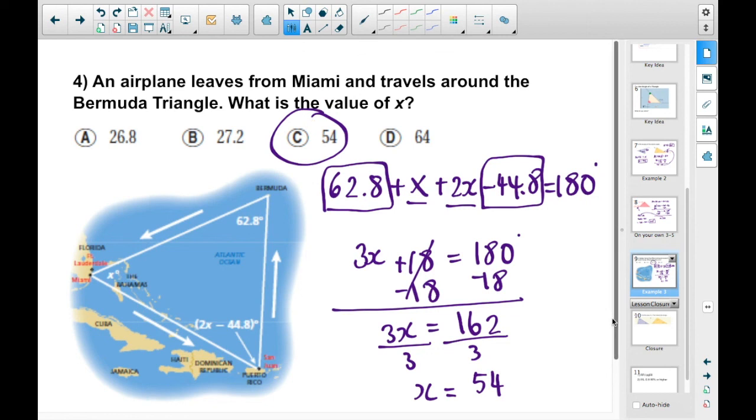That's it for today's lesson. I hope that this made sense. We talked about 2 key ideas. One is interior angle measures of a triangle, and the second one is exterior angle measures of a triangle.